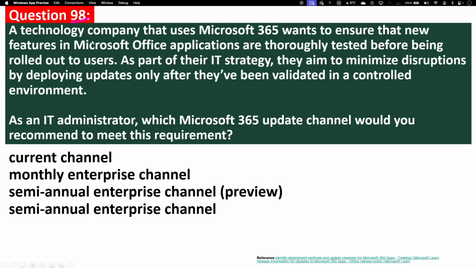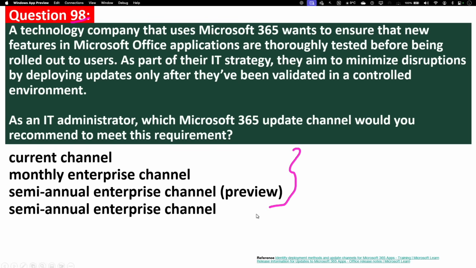Question number 98. A technology company that uses Microsoft 365 wants to ensure that new features in Microsoft Office applications are thoroughly tested before being rolled out to users. As part of their IT strategy, they aim to minimize disruptions by deploying updates only after they've been validated in a controlled environment. As an IT administrator, which Microsoft 365 update channel would you recommend to meet this requirement?